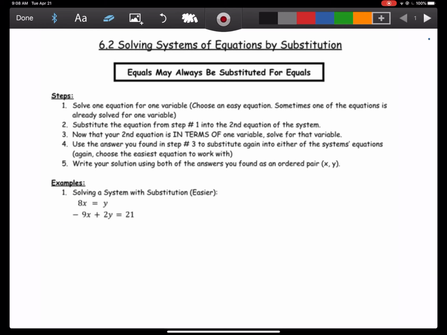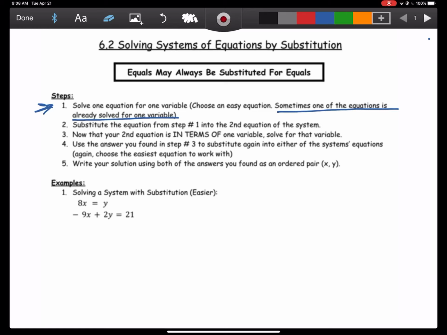So when we look back at step 1, I'm going to solve one equation for one variable, choose an easy one. I would have chosen this first equation. Now, hopefully you're looking at that first equation and you're saying, isn't it already solved? And that's what I wrote in the next part of step 1. Sometimes one of these equations is already solved for one variable. So, this first equation, we would say it's solved for y in terms of x. So that's great. That's the one we want to use.